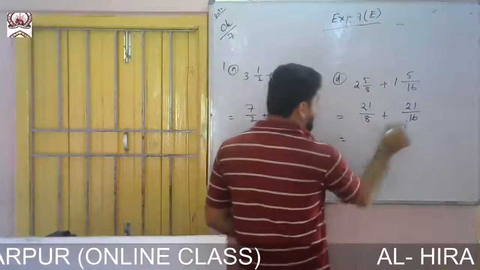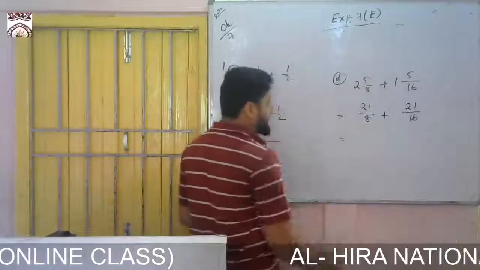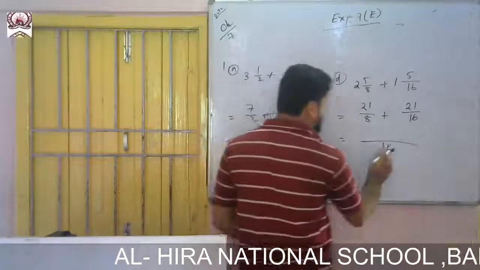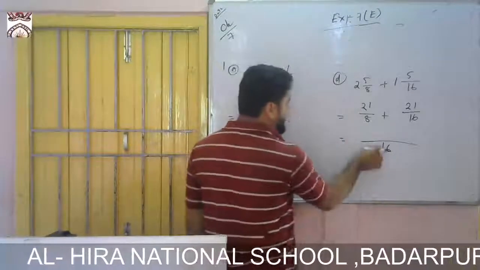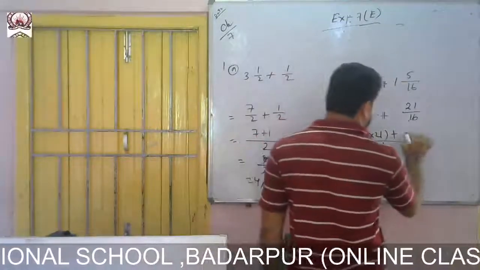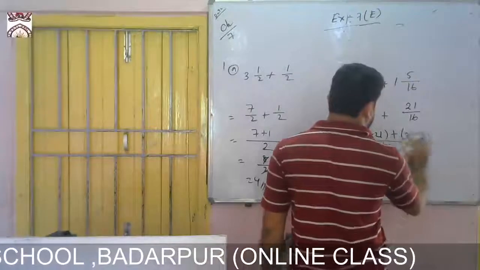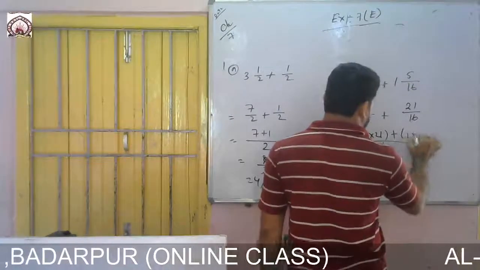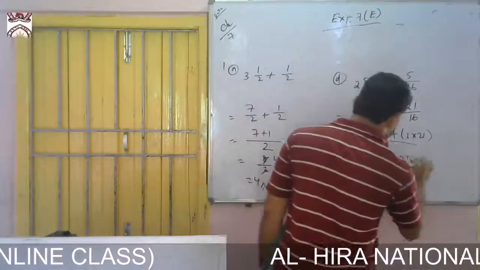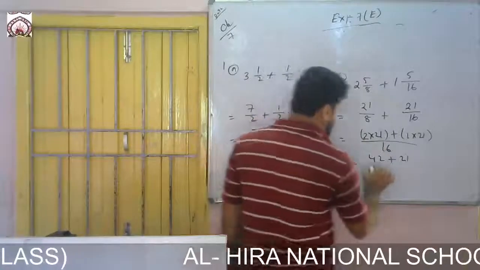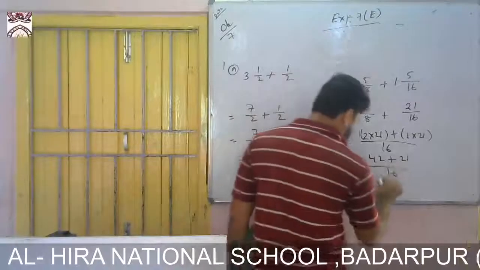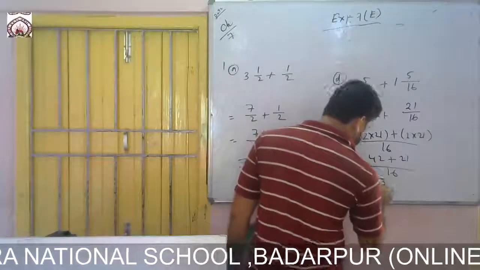Okay. Now take the LCM of 8 and 16. Since 8 2s are 16, 8 can divide 16, so the bigger one will be the LCM. 16 will be the LCM, as I said earlier. So now 8 2s are 16, so 2 into 21 plus 1 into 21. So 42 plus 21, 21 2s are 42. Now over 16, if you add, 2 plus 1 is 3, and 4 plus 2 is 6.